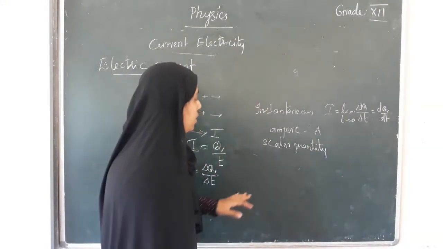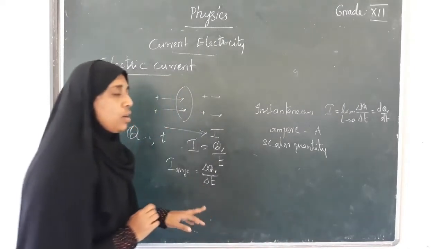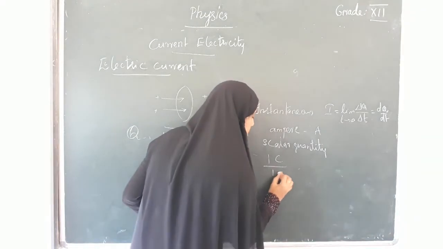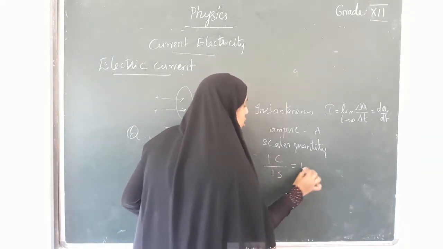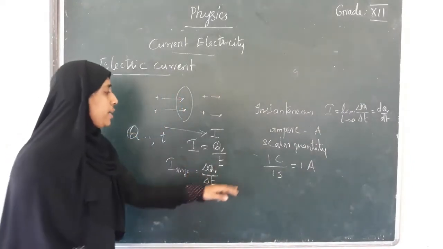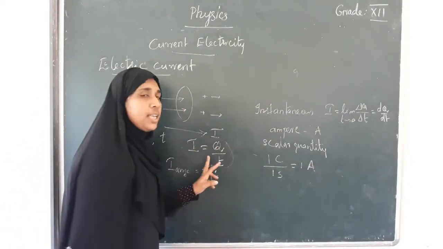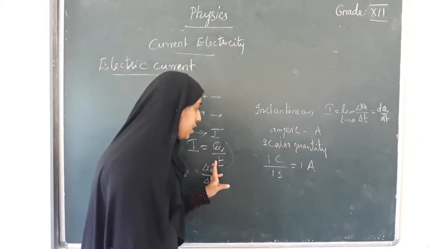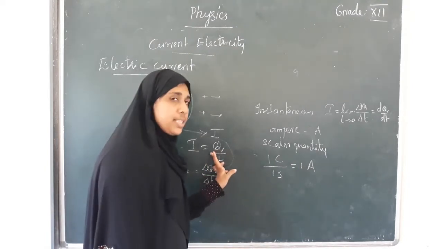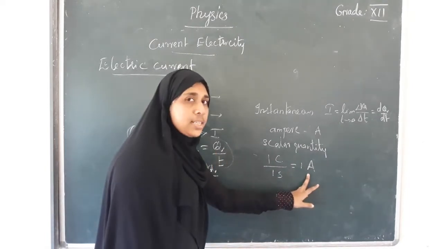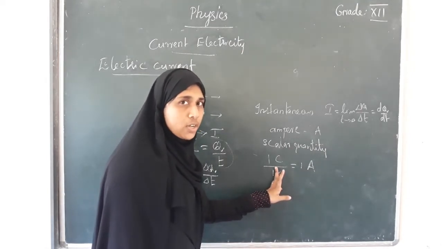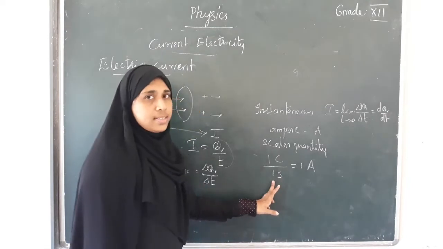Now, when 1 coulomb of charge is passing through a cross-sectional area in 1 second, the current produced will be 1 ampere. So I is equal to Q by t. This is the definition of current. From this we can derive the unit. That is, the unit of current is ampere. 1 ampere current is defined as 1 coulomb of charge passing through a given cross-sectional area in 1 second.